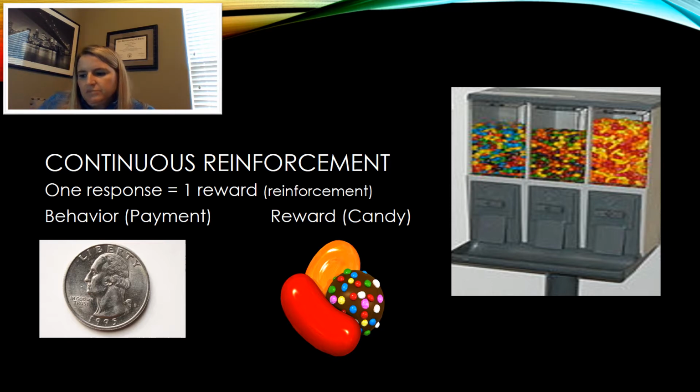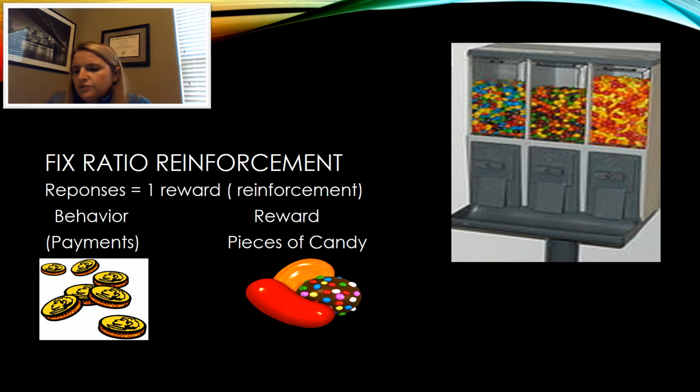Let's imagine a candy machine. Typically, a candy machine would give a reward every time the hungry customer exhibits the desired behavior by putting money into the machine. This is called continuous reinforcement. The customer only needs to respond once in order to be rewarded, and they are going to be rewarded every single time. What if we change the schedule of reinforcement?